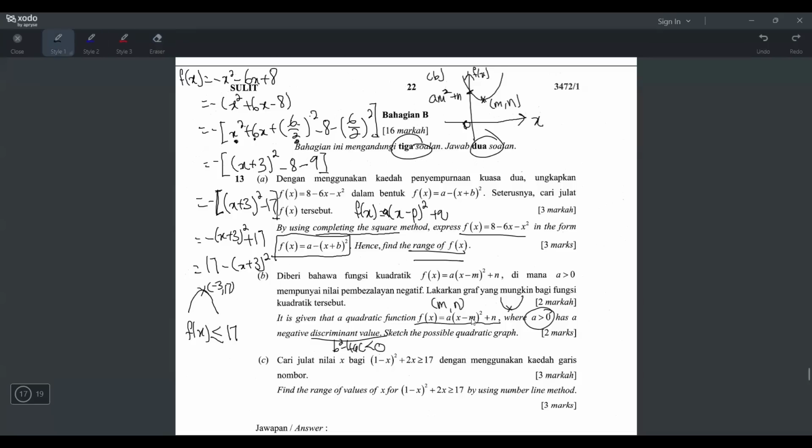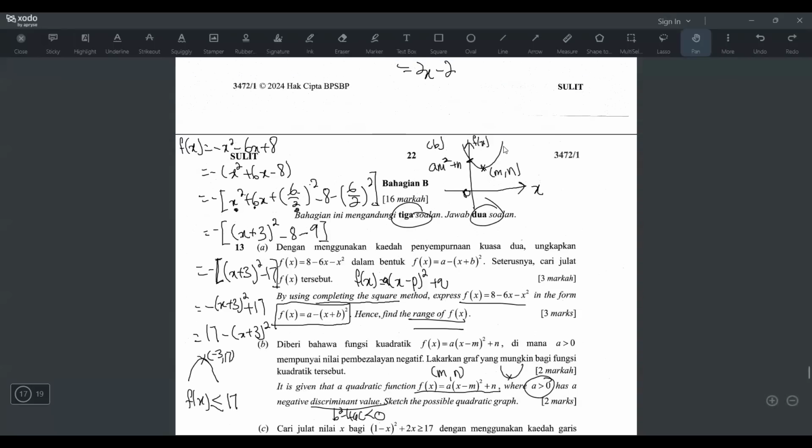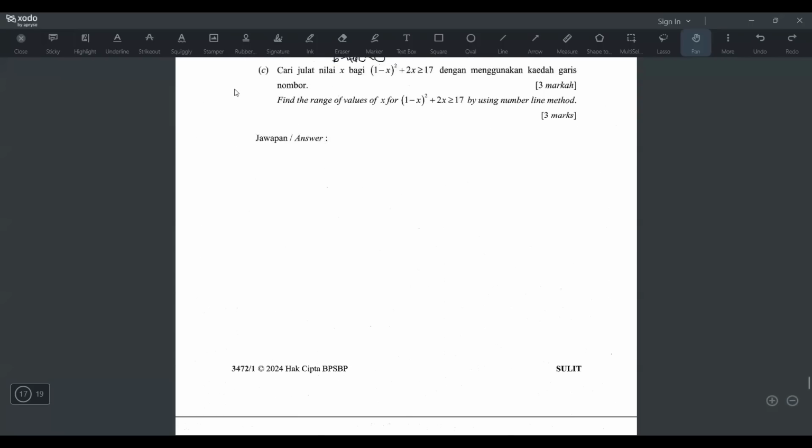Wait, let's try again. x is 0, 0 minus m, negative m squared, positive m squared, so positive a m squared plus n. So yeah, I think this is good enough already. It's only worth 2 marks. So sketch the quadratic graph. Okay, let's continue.